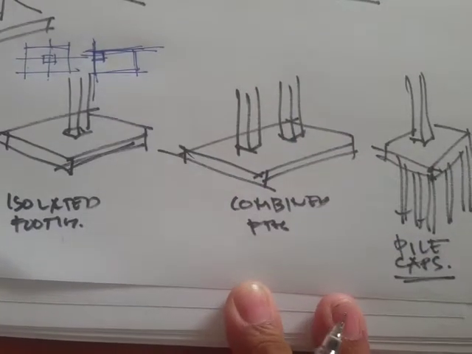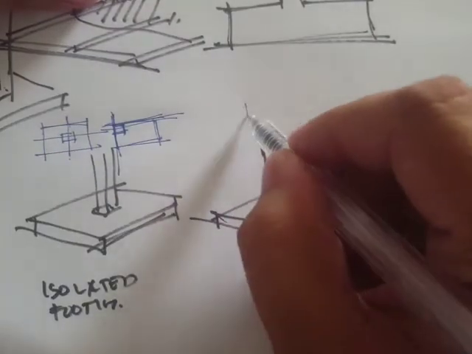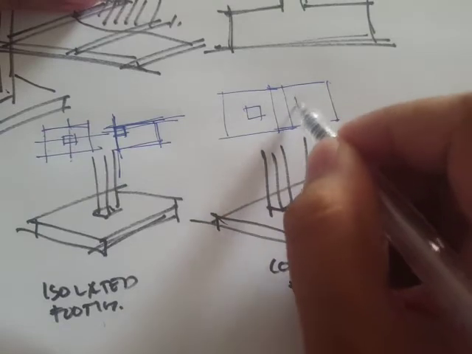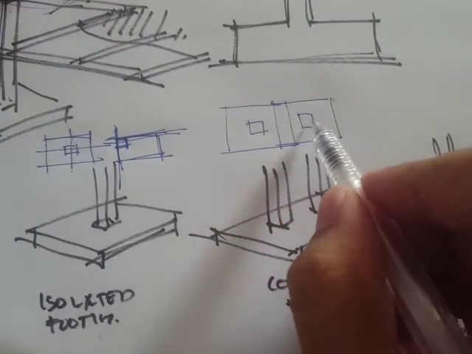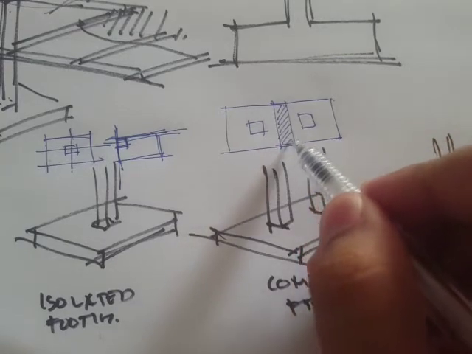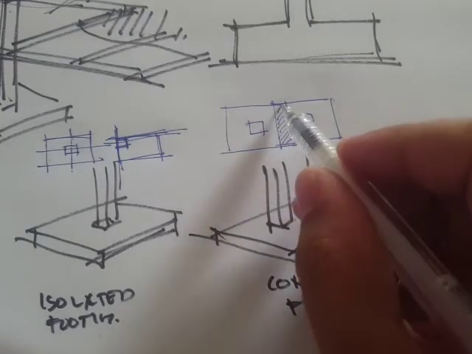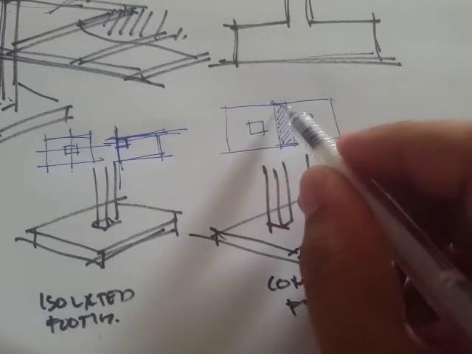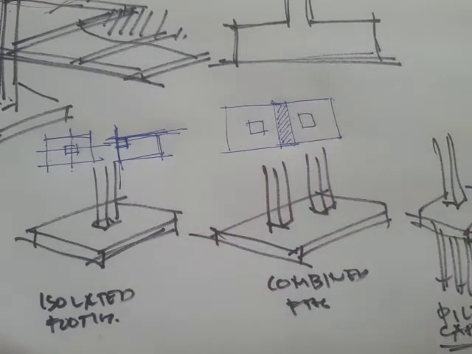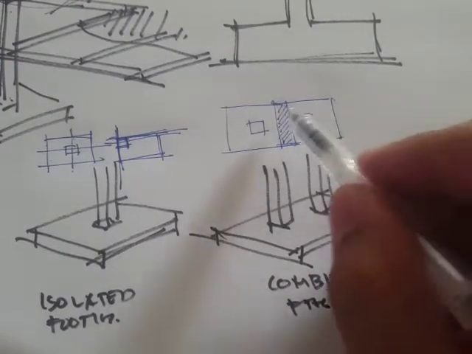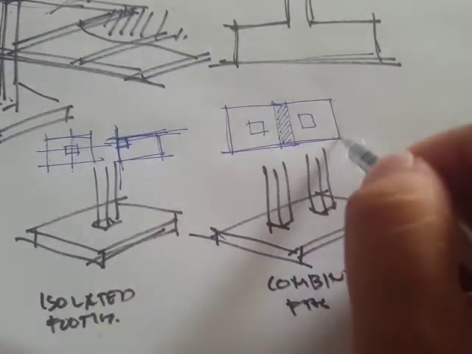The next one is combined footings. Combined footings are basically just like isolated footings, except that when you try to provide a footing, there's going to be an overlapping distance here. So instead of having two separate isolated footings, you just have to design it in a combined configuration.